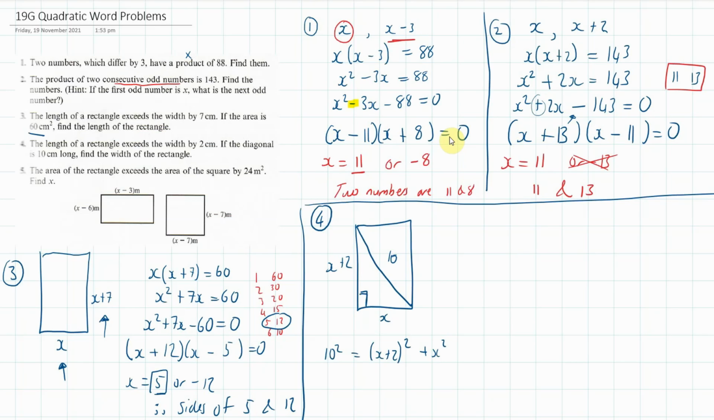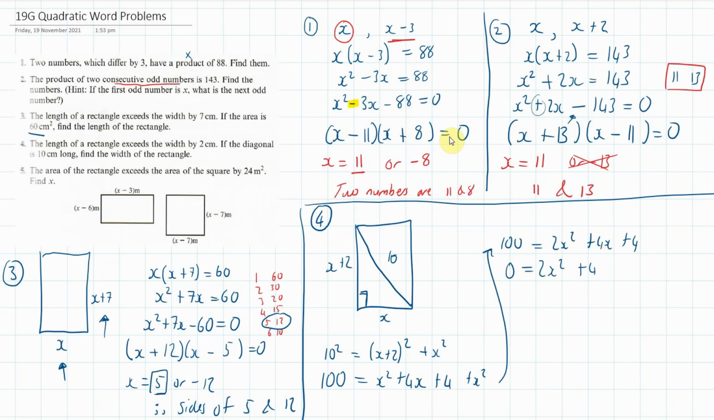And this is probably a little bit too hard for what you have done, but I will show you anyway. I'm going to expand that using FOIL. x squared plus 4x plus 4 plus x squared. And I'm going to come up here. I'm going to join all my like terms together, so I get 2x squared plus 4x plus 4. Is that correct? Yes. I'll bring that 100 across to the other side, so 0 equals 2x squared plus 4x plus, 4 take away 100 is negative 96.